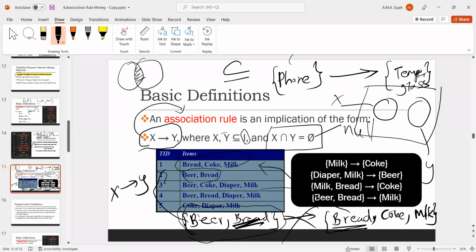So this rule contains bread in common. Bread is here. So you can't apply this as an association rule. Got it?